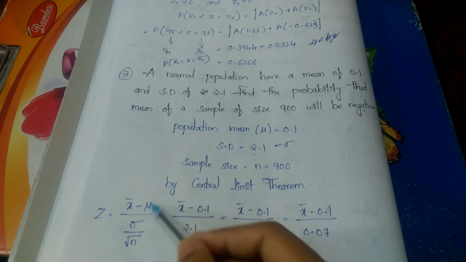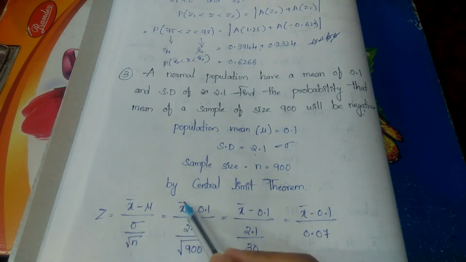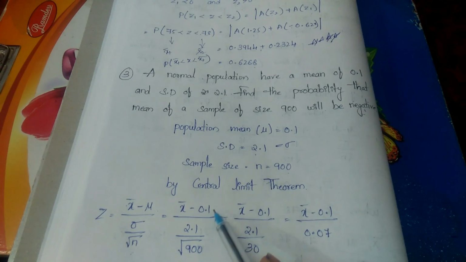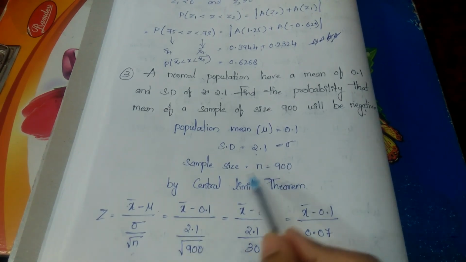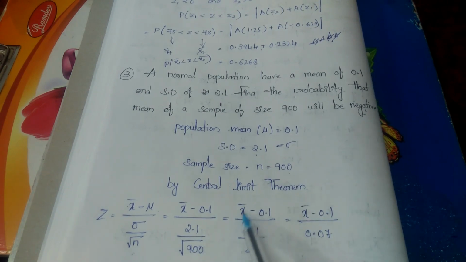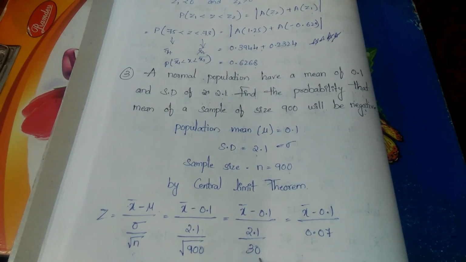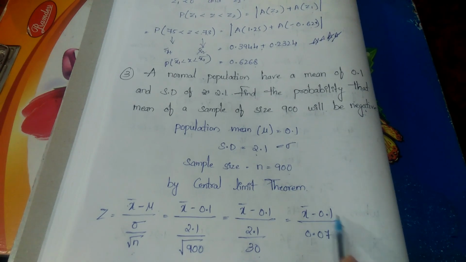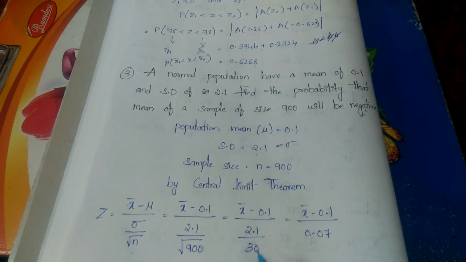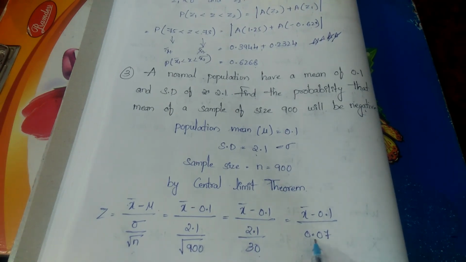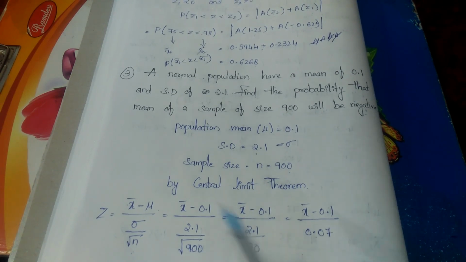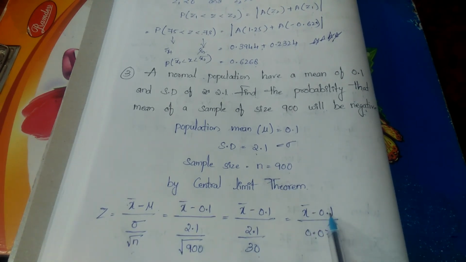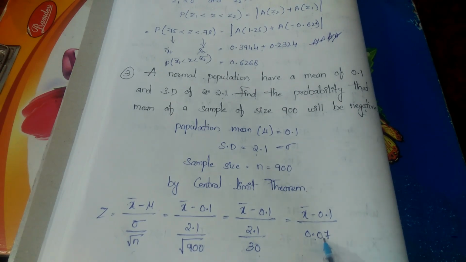So first substitute the remaining values. x bar minus mu, which is 0.1, divided by sigma, which is 2.1, divided by the root of n, that is root of 900. So x bar minus 0.1 divided by 2.1 by the root of 900, which is 30. That equals x bar minus 0.1 divided by 2.1 divided by 30, which is 0.07. So this is the z. Z is equal to x bar minus 0.1 by 0.07.